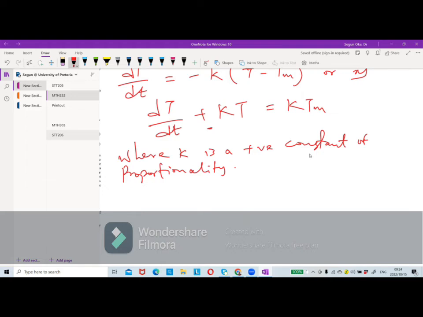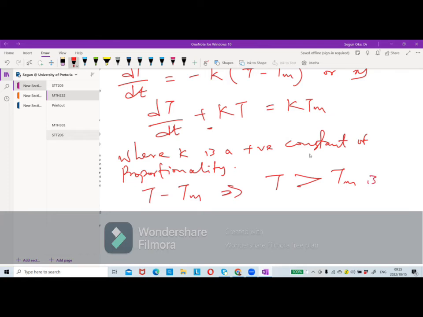So since k is chosen as positive, the minus sign in Newton's law is required to make dT/dt negative for a cooling process. Please take note of that. Note that in such a process, the temperature T is greater than the medium temperature Tm. Thus, it's T minus Tm. Like we said, capital T is greater than this. Take note of that.